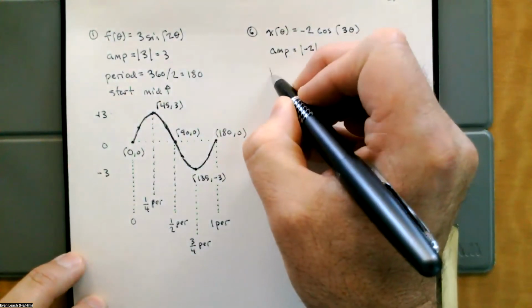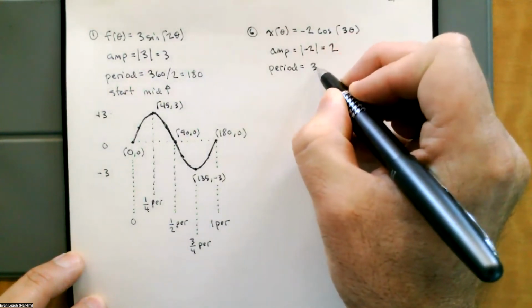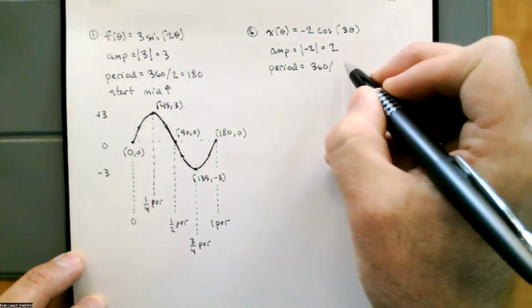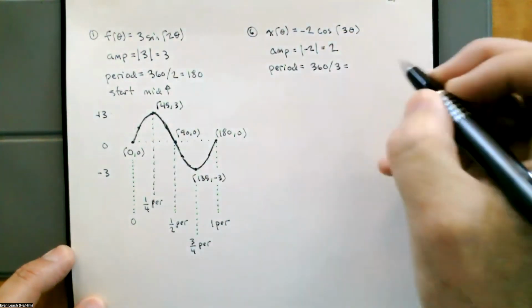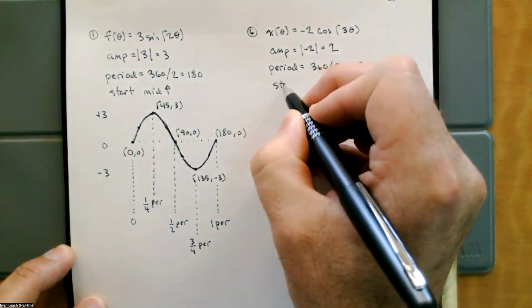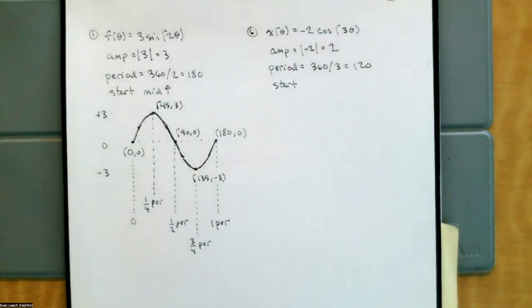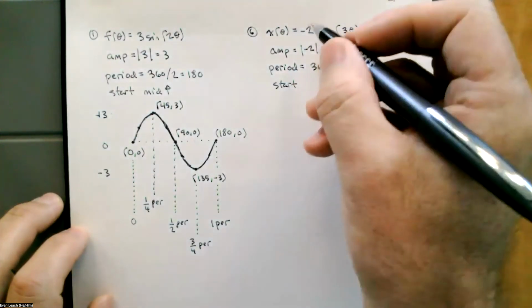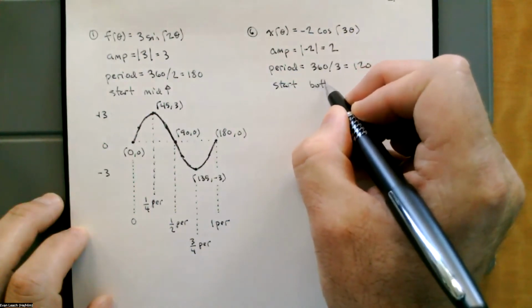Don't worry about this plus and minus. And the period for this one, the default period is 360 degrees, but we're dividing by 3. So what's our period for this one? 120. And where are we going to start this? We have a cosine, but it's got a negative coefficient. So where's our start? At the bottom. Normally cosine starts at the top, but a negative coefficient means we're going to start at the bottom.